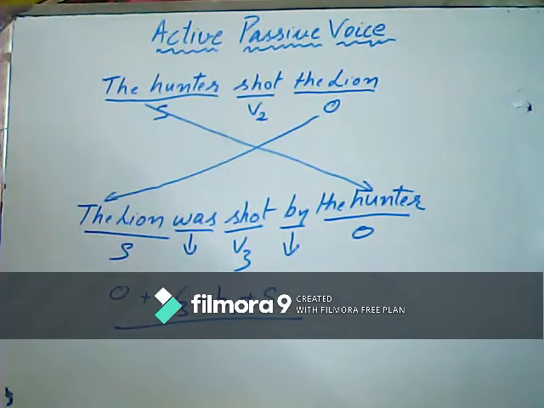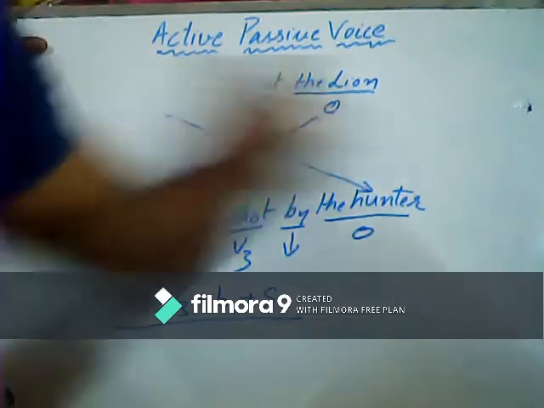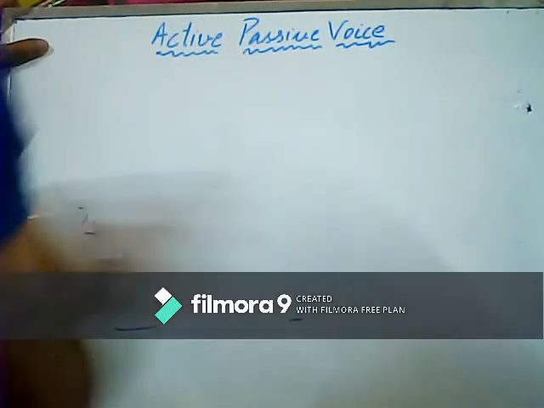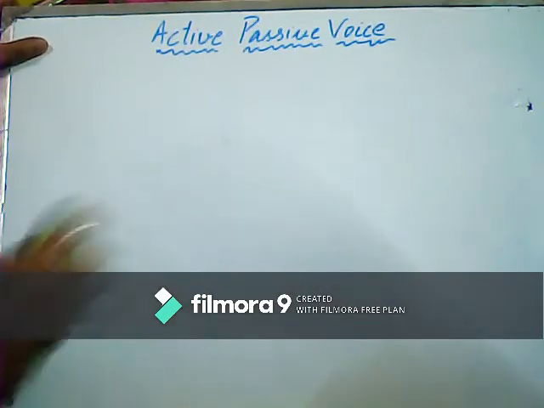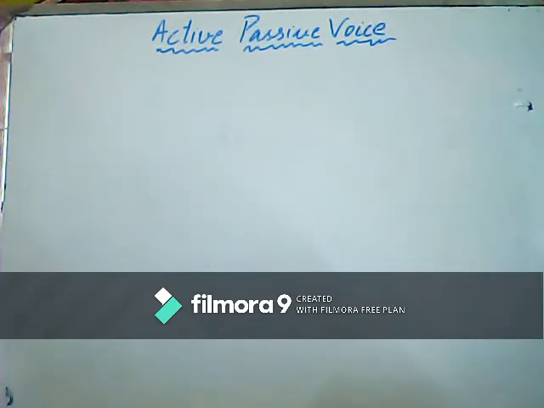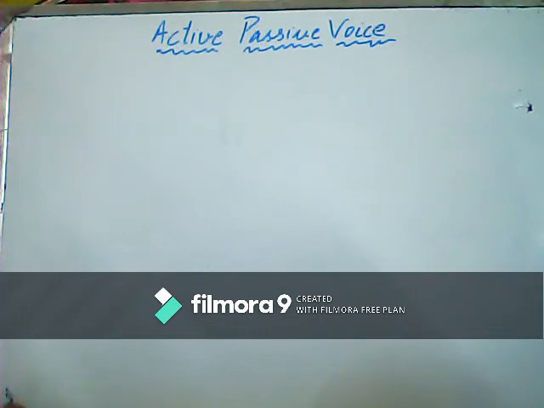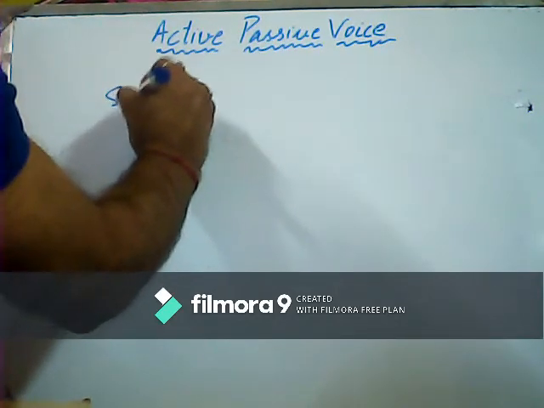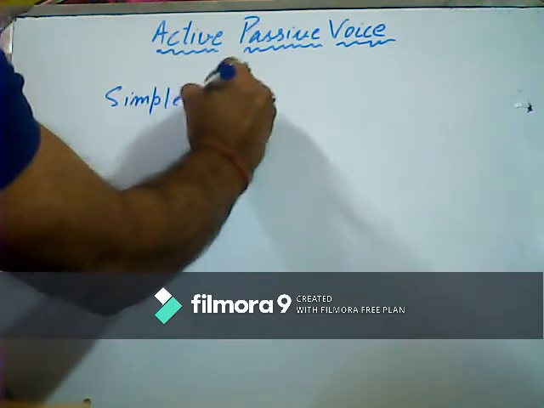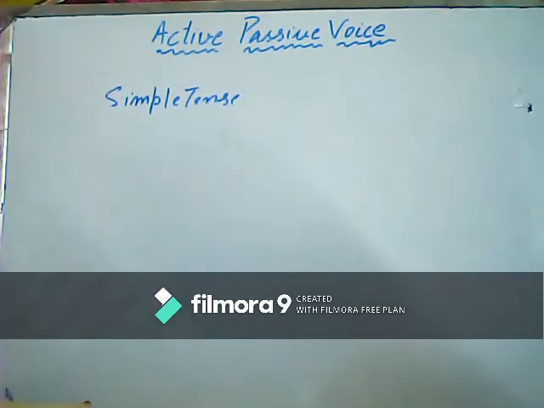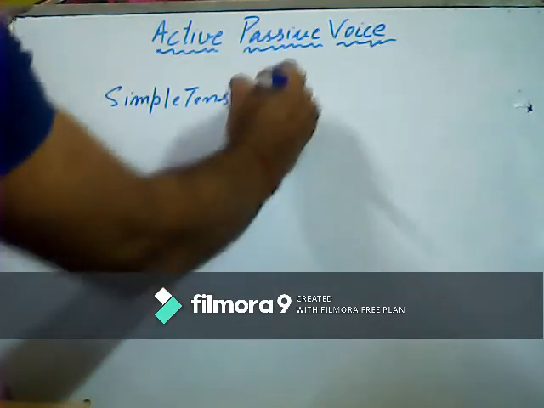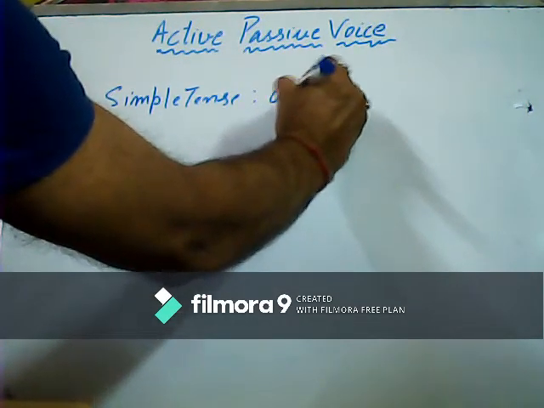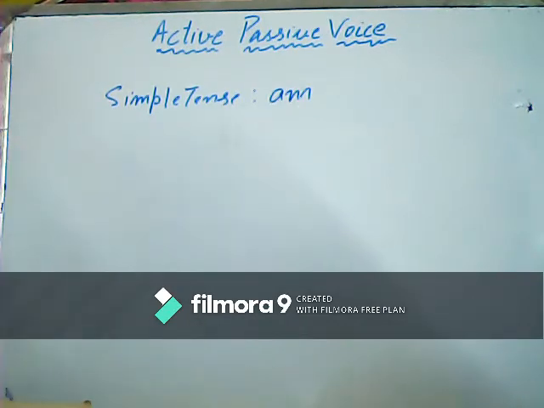Now what are the basic rules we have to take care of to change the active voice into passive voice? See, I am writing a table over here. It will make everything easy for you. Now we have to see the sentences. Suppose the sentence is in simple tense. If the sentence is in simple tense, then what changes will we make? We will make them according to the subject. Now the object becomes the subject.